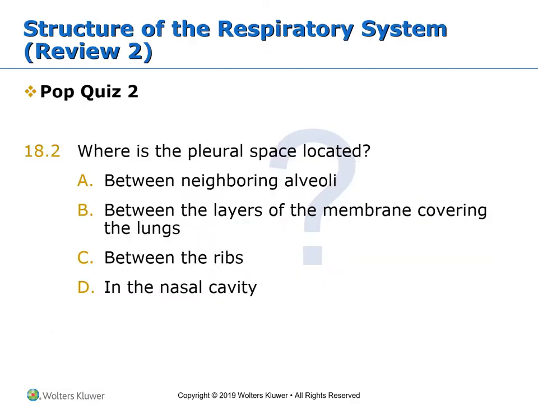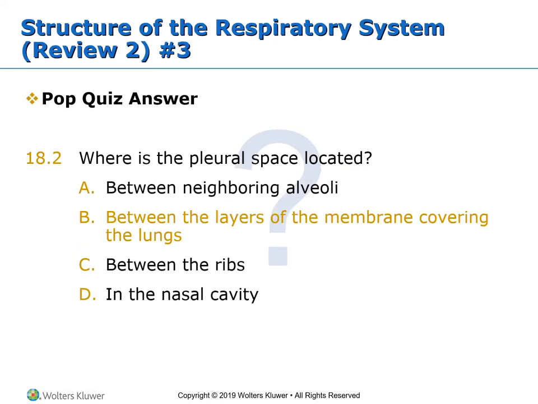Where is pleural space located? A, between neighboring alveoli. B, between the layers of the membrane covering the lungs, or C, between the ribs, or D, in the nasal cavity. The space is located between the layers of the membrane covering the lungs, called pleura.